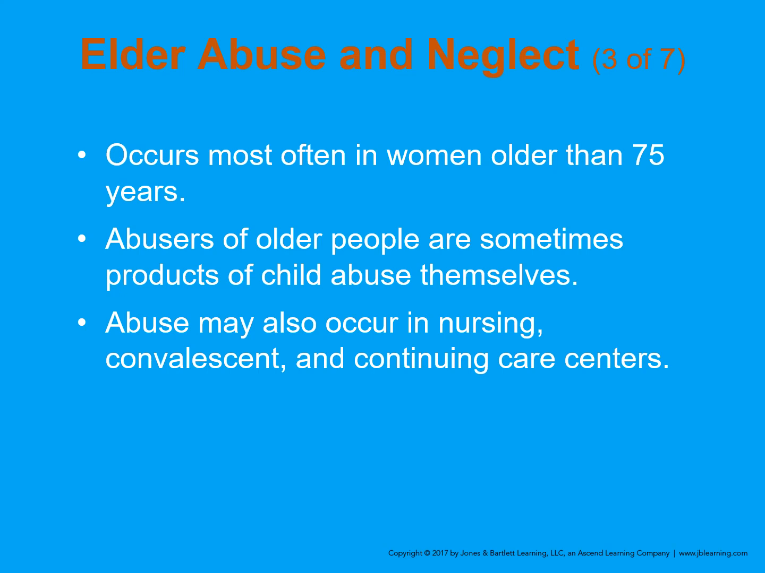Abusers of older people are sometimes products of child abuse themselves. I don't care. That's no excuse. This may occur in nursing homes, convalescent, and continuing care facilities. Generally, it's more the neglect that happens there. It's not too often that in a home somebody's going out of their way to actually abuse one of the residents. Every once in a while it happens.